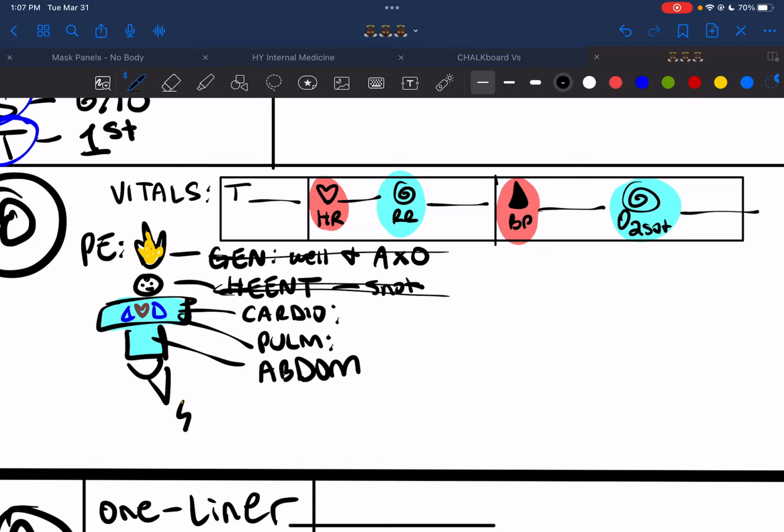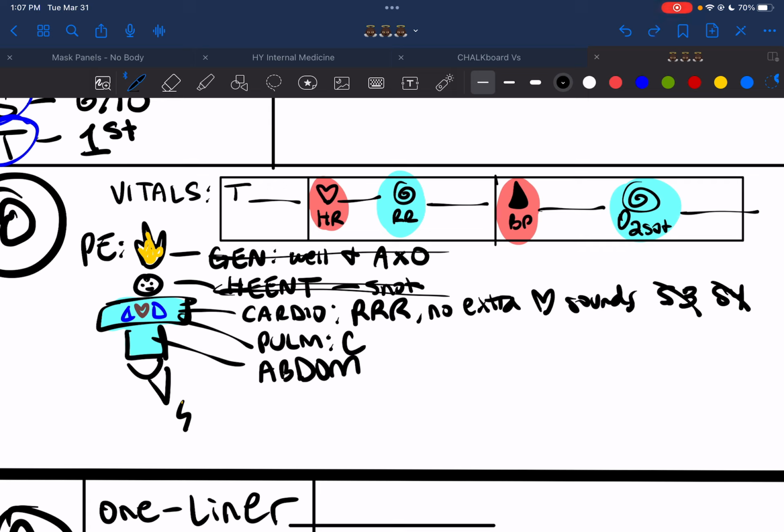So cardio, what do you say? Regular rate and rhythm with no extra heart sounds. That means no S3, no S4. Okay? For pulm, if it's normal, what do you say? Because you can't just say normal. You have to say it. You say clear to auscultation. Lungs are clear to auscultation on both sides with no wheezing or rhonchi.